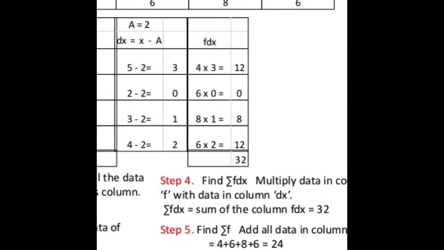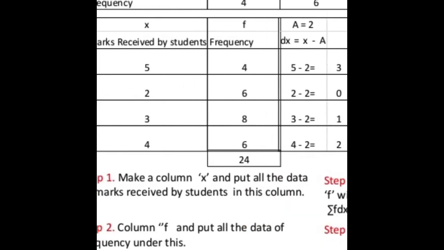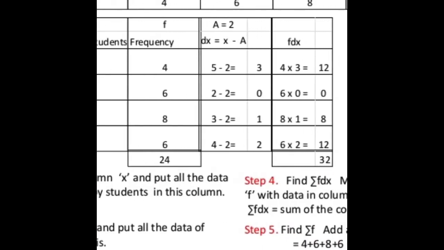The next column is f dx. What do we do here? We multiply the values of the second and the third column. Frequency is 4 and dx is 3, so f dx is 12. Frequency is 6, dx is 0, so f dx is 0. Frequency is 8, dx is 1, so f dx is 8. And frequency is 6, dx is 2, so f dx is 12. When we add the values of the last column, we get 32, which is sigma f dx.